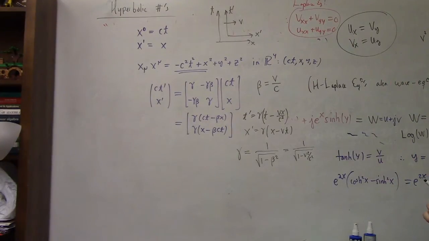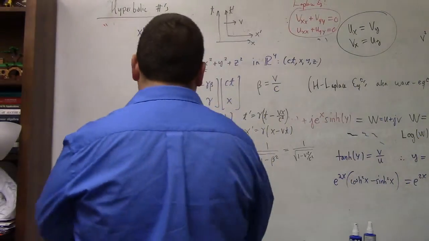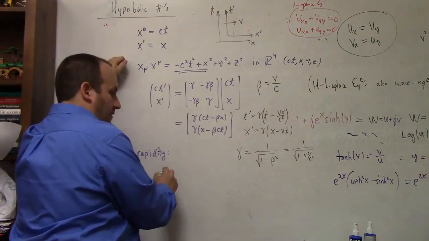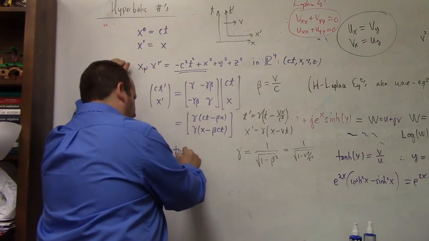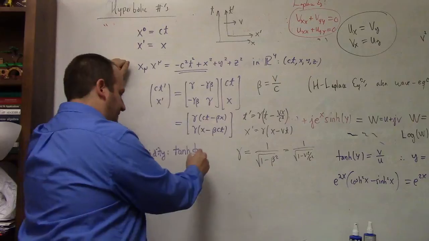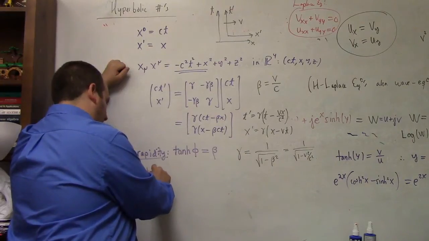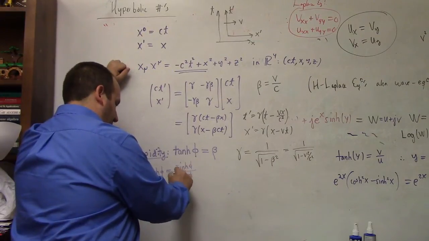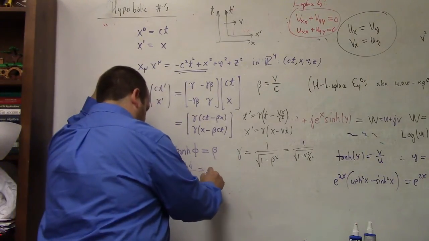What am I trying to get at here? You can define something called rapidity. How do we define it? It is defined by the hyperbolic tangent. The hyperbolic tangent of the rapidity, which we usually call phi in physics, is equal to beta. Now, tanh is equal to sinh over cosh, so that's equal to beta.